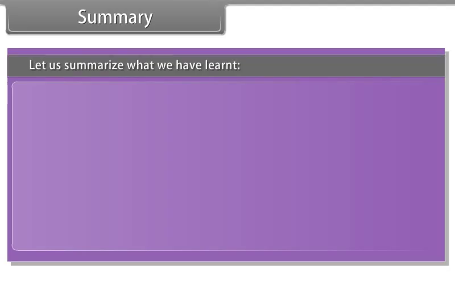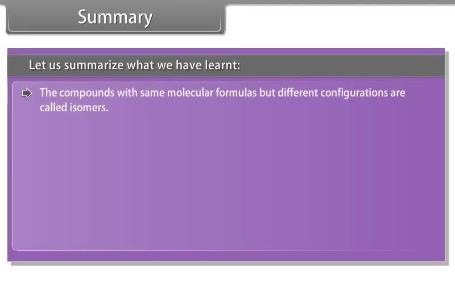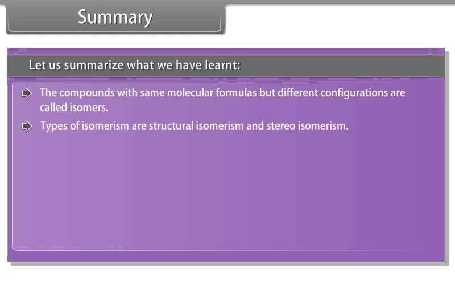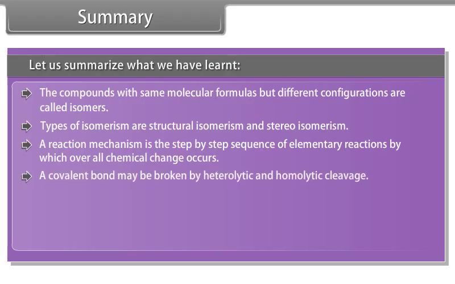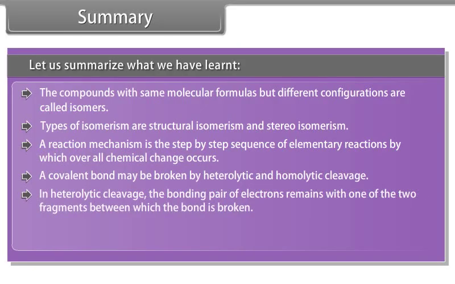Summary. Let us summarize what we have learnt. The compounds with the same molecular formulas but different configurations are called isomers. Types of isomerism are structural isomerism and stereoisomerism. A reaction mechanism is the step-by-step sequence of elementary reactions by which overall chemical change occurs. A covalent bond may be broken by heterolytic and homolytic cleavage. In heterolytic cleavage, the bonding pair of electrons remains with one of the two fragments between which the bond is broken.